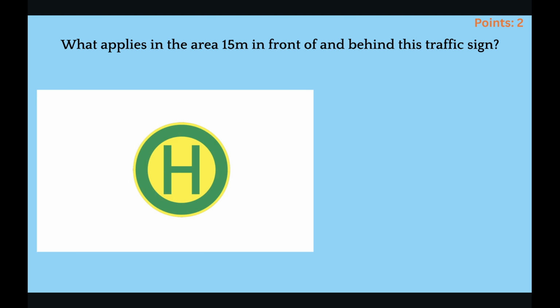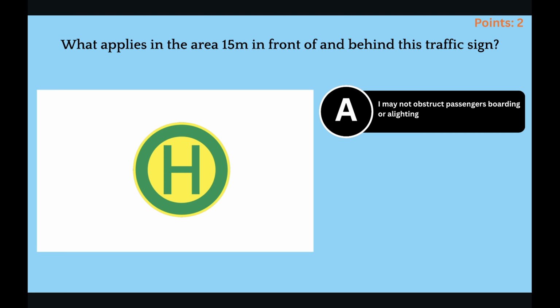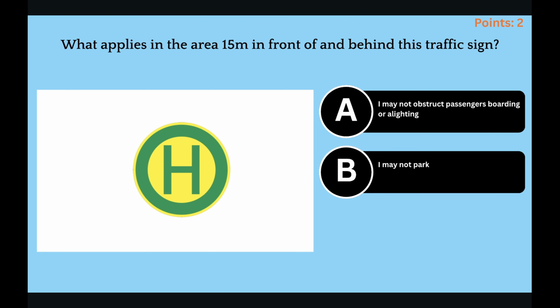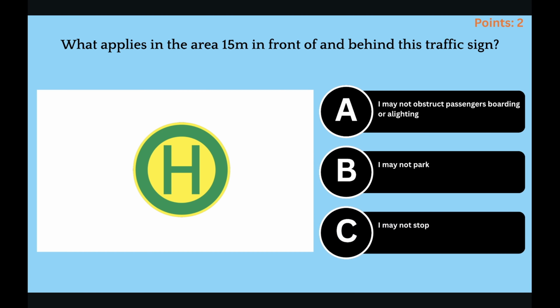What applies in the area 50 meters in front of and behind this traffic sign? A. I may not obstruct passengers boarding or alighting. B. I may not park. C. I may not stop.